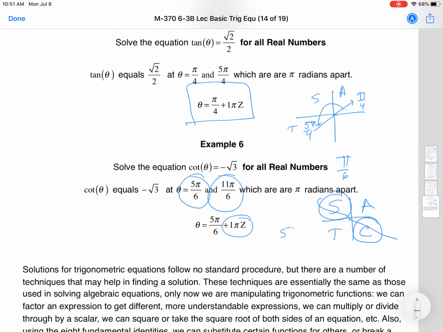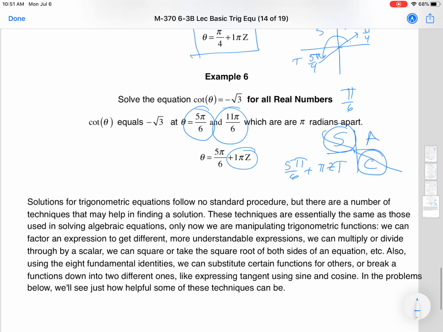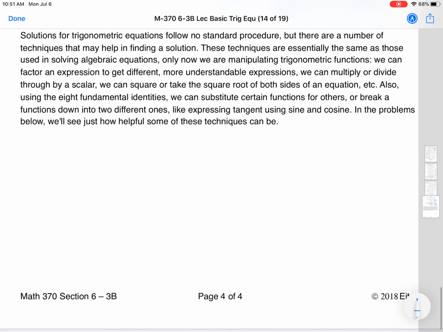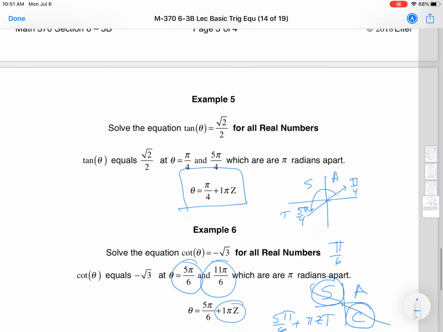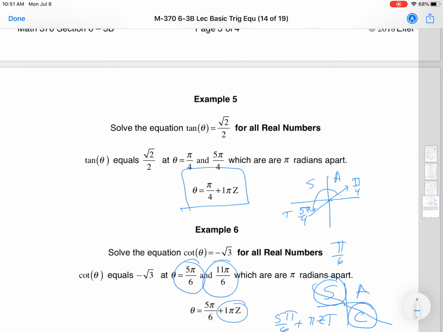And so 5 pi over 6 plus pi z will do it. You do not need the 2. In fact, you need both answers, but we want it as succinct as possible. So if you can get by with the single angle plus pi z, and you give me 2 angles plus 2 pi z, it'll be marked wrong. I need you to get that succinct answer as modeled in the homework.